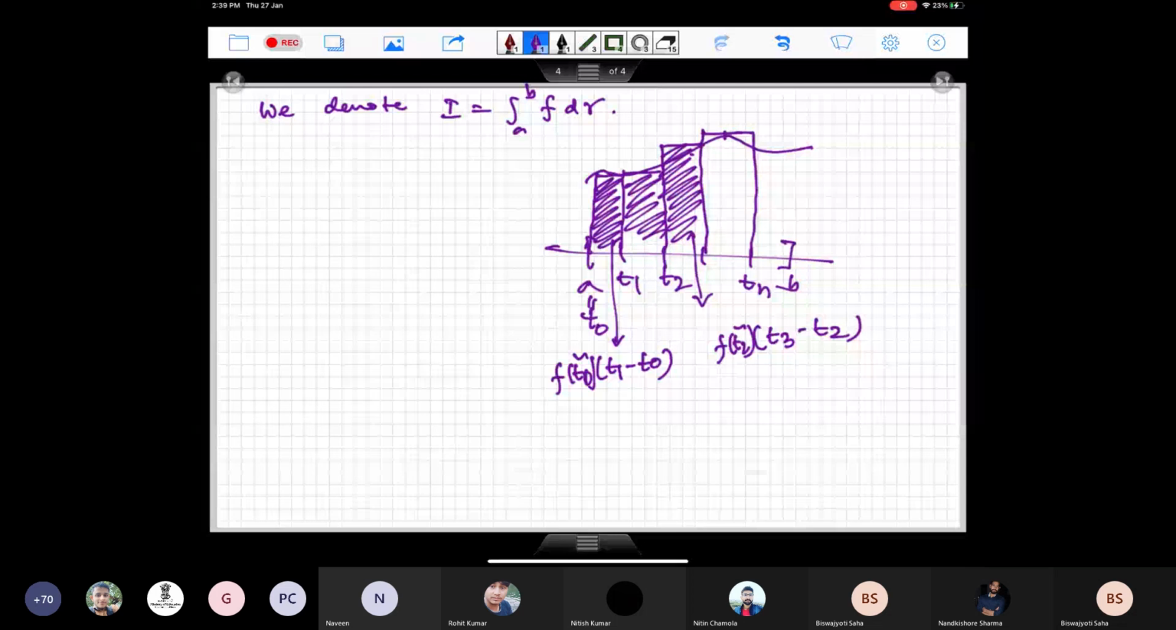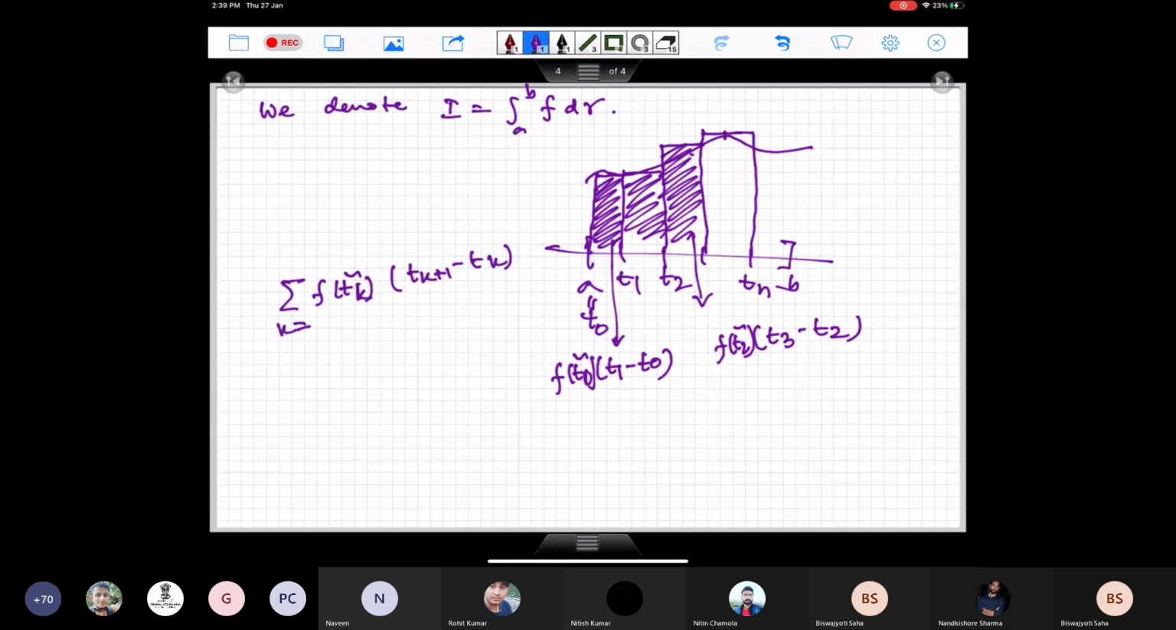So essentially, when you take the Riemann sum, what you are supposed to get? You are supposed to get f of t_i. So how did I write? Yeah, tk tilde. So f of tk tilde times t_{k+1} minus tk. Correct? This is the Riemann sum that you used to take, isn't it?